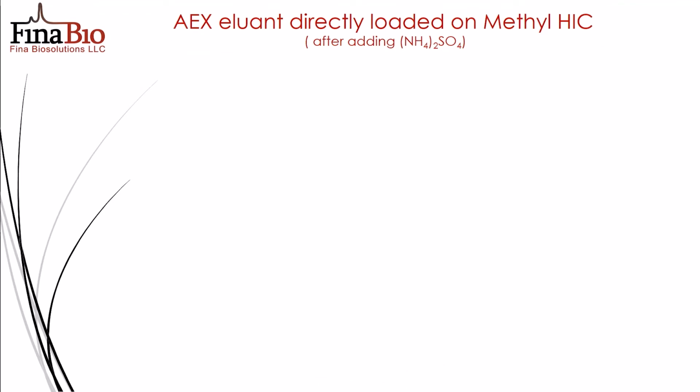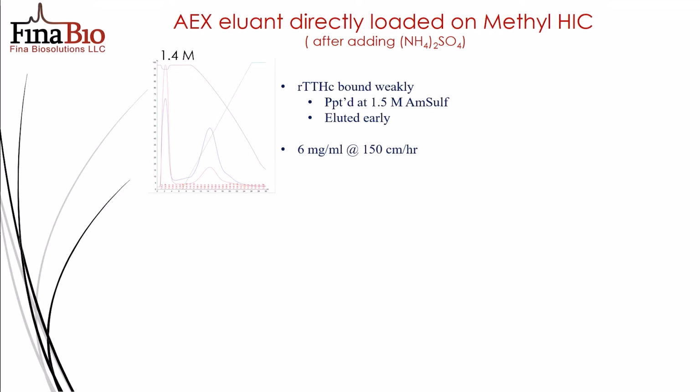So the anion exchange eluent was directly loaded onto the methyl HIC after adjusting the ammonium sulfate. The target protein eluted early in the gradient. So we'd say it bound relatively weakly. In trying to achieve higher levels of binding, we found that this protein started to precipitate when we reached 1.5 molar ammonium sulfate.